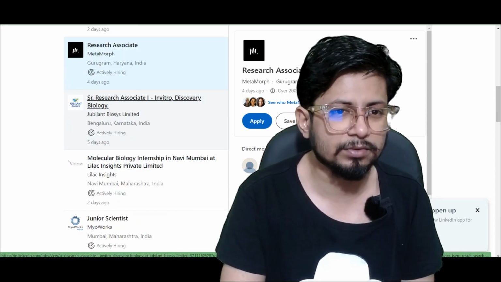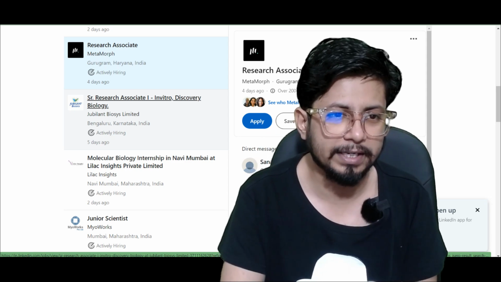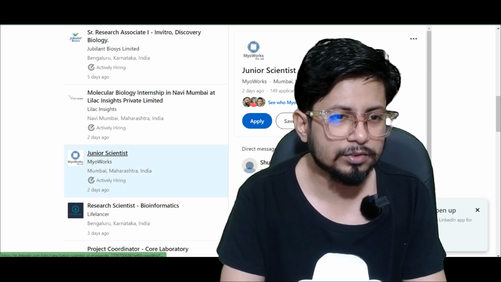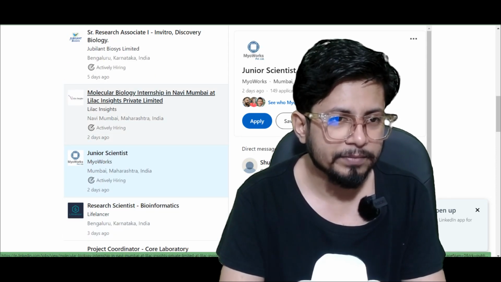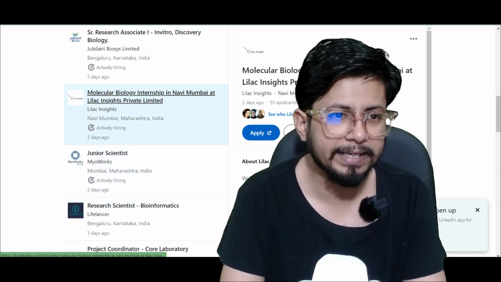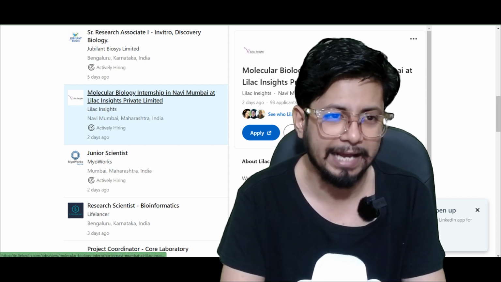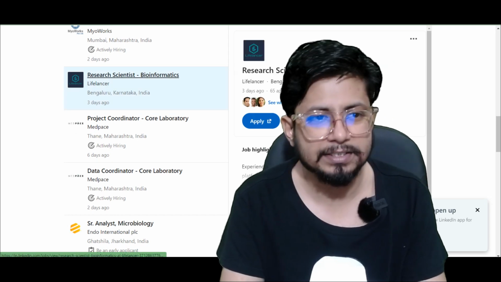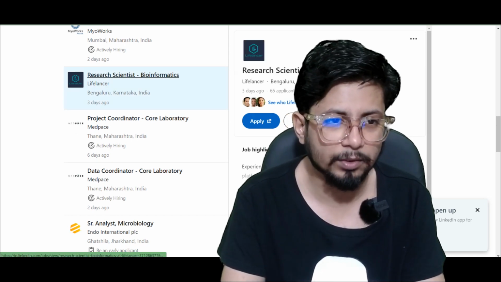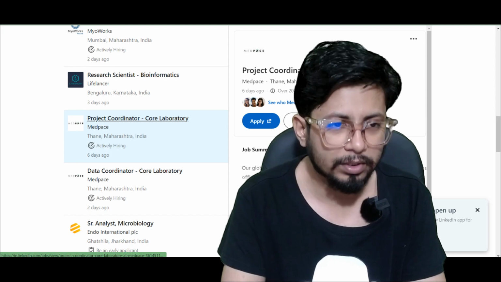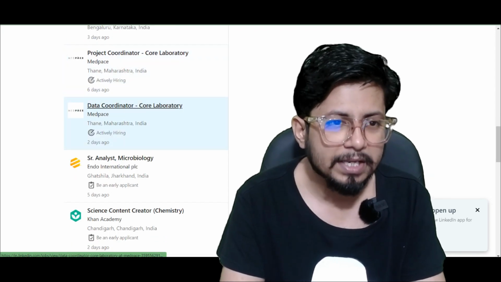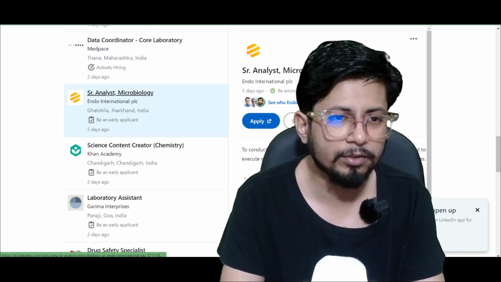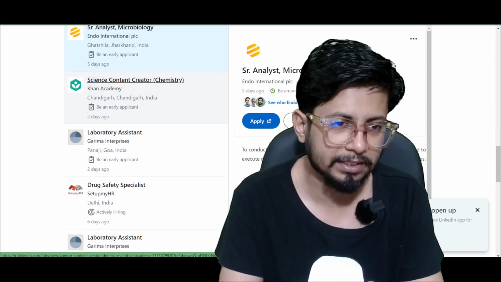Next is senior research associate at Jubilant Biosys Limited in Bangalore. We have a junior scientist at MyoWorks. We have a molecular biology internship in Navi Mumbai at Lilac Insights Private Limited. Then we have research scientist in bioinformatics at Life Lancer, Bangalore. Project coordinator in core laboratory at Medspace, Thane. Data coordinator, core laboratory, Medspace. Senior analyst, microbiology, Endo International PLC in Ghatshila, Jharkhand.